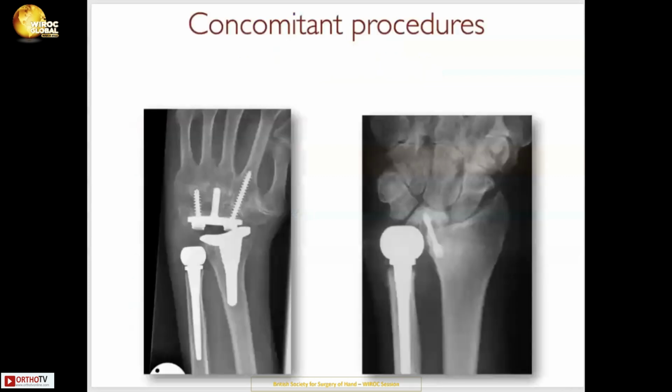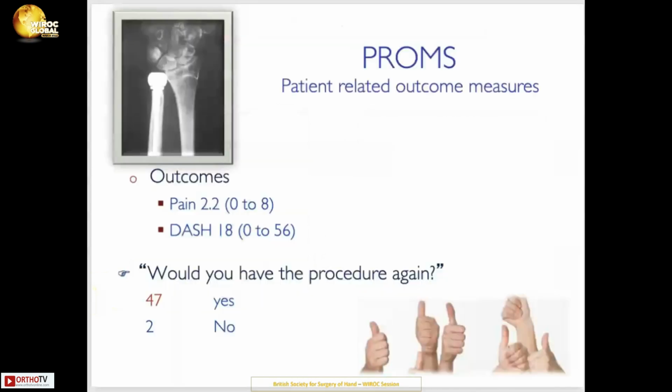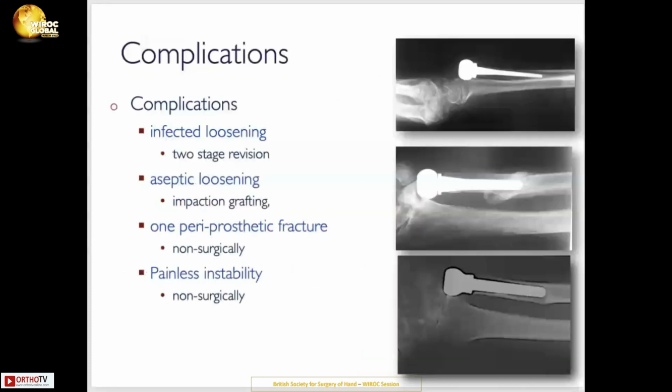We did quite a few concomitant procedures. You can put an ulnar head hemi in if you've got arthritis at the same time as a wrist replacement, or at the same time as radiolunate arthritis. Our outcomes were good. Pain was low, DASH was pretty good, and the great majority, 47, would have the procedure done again, which probably is about the best PROM you can get.